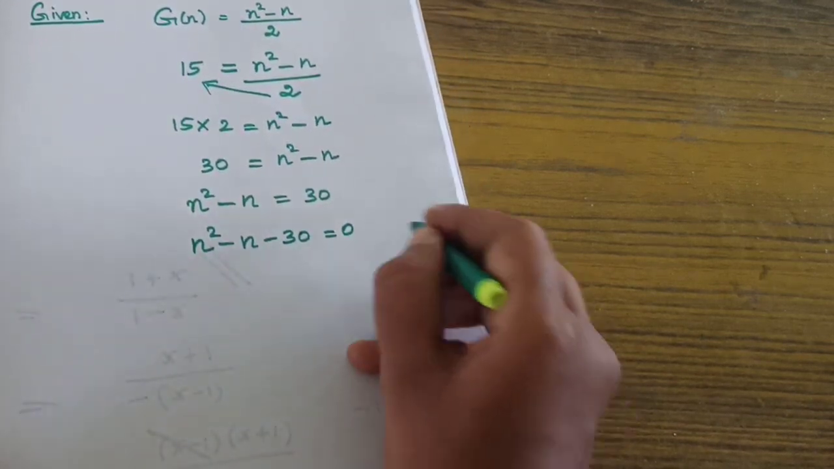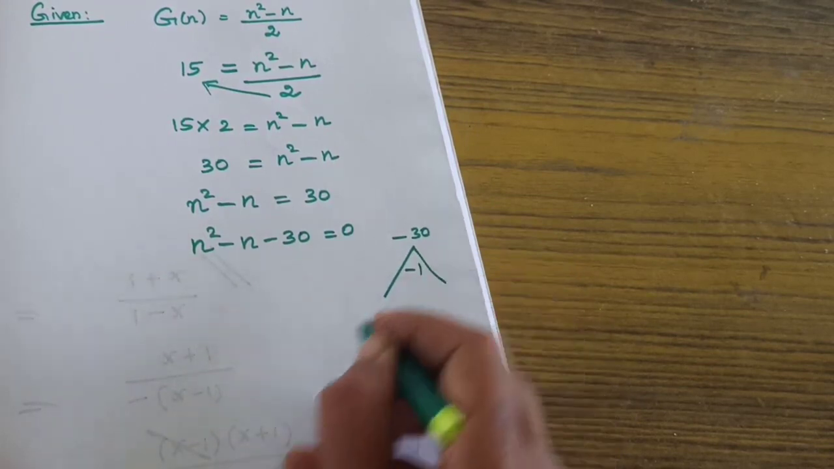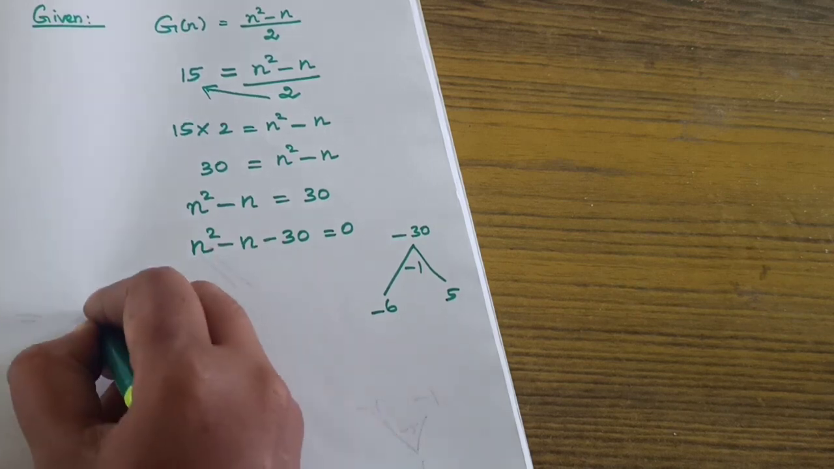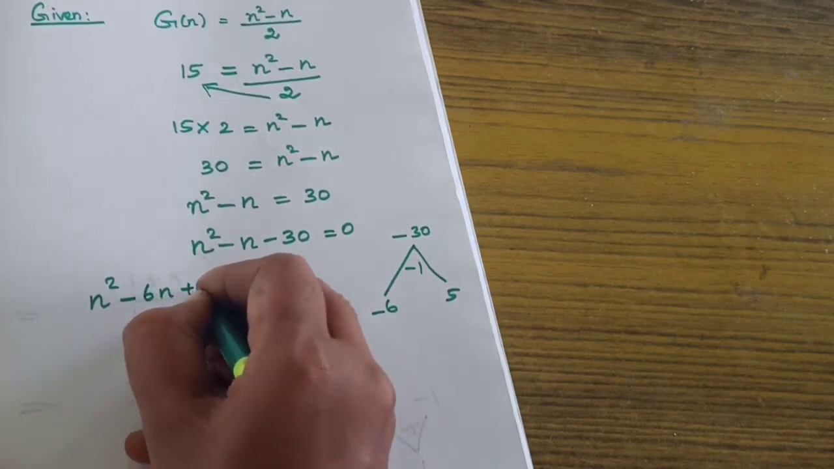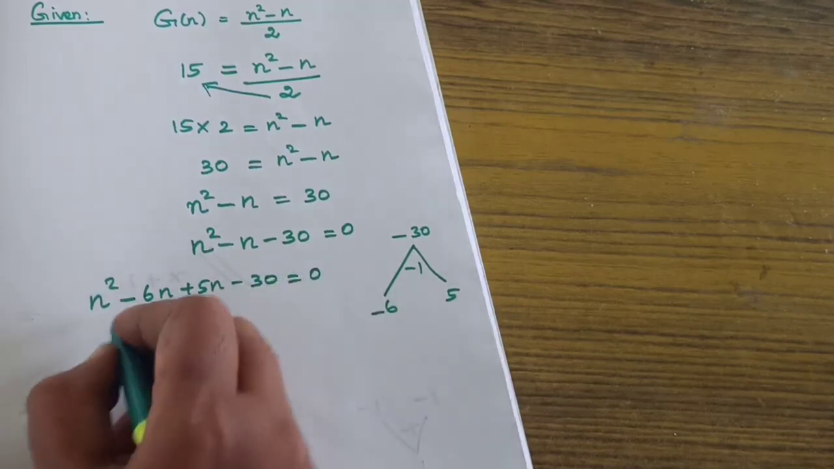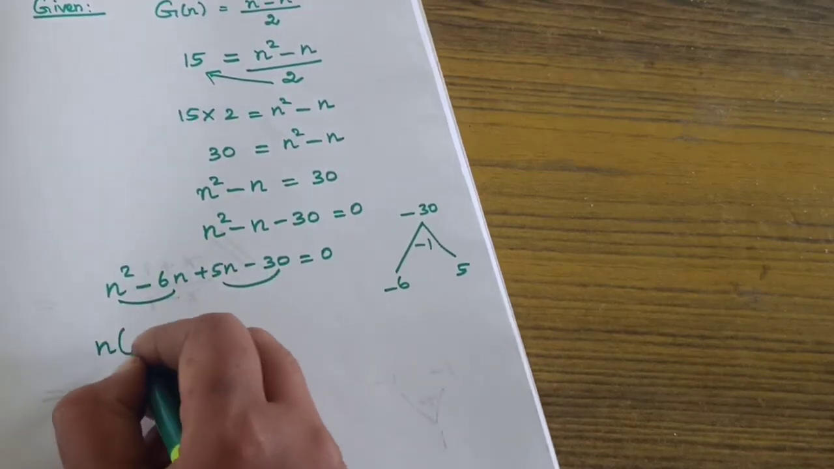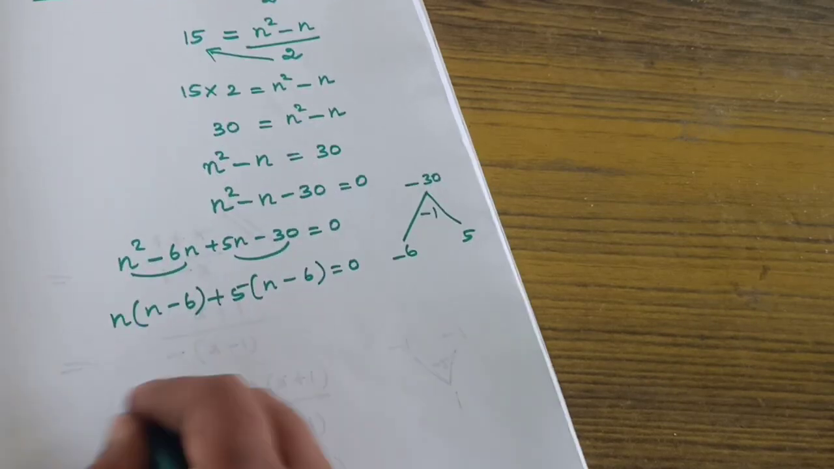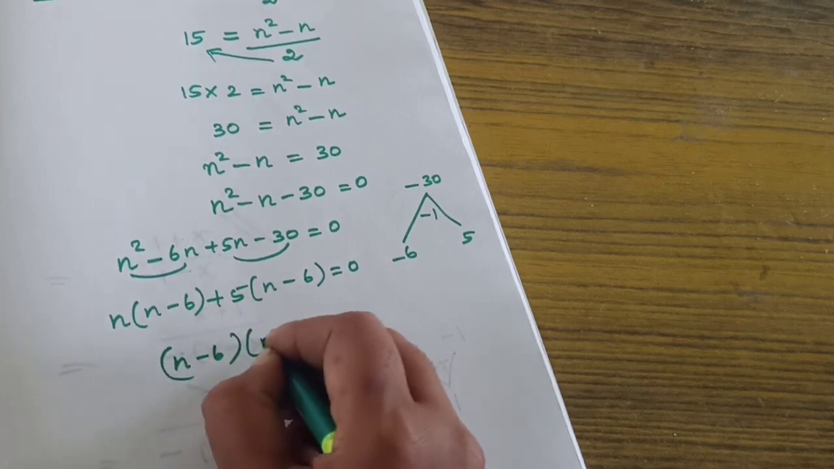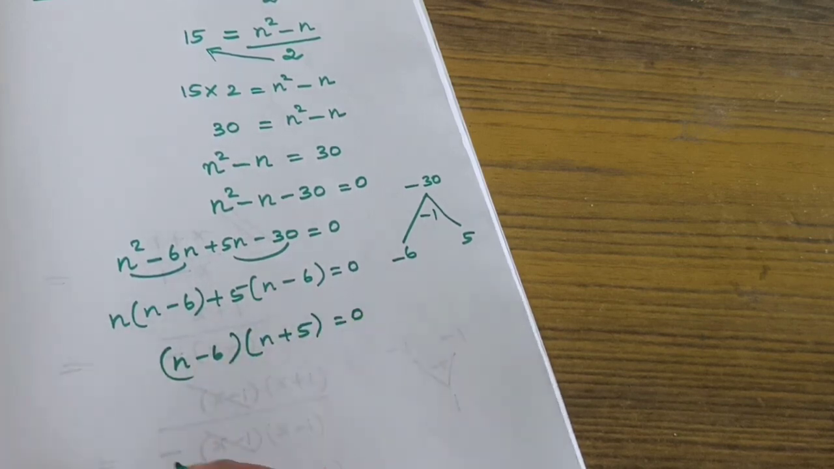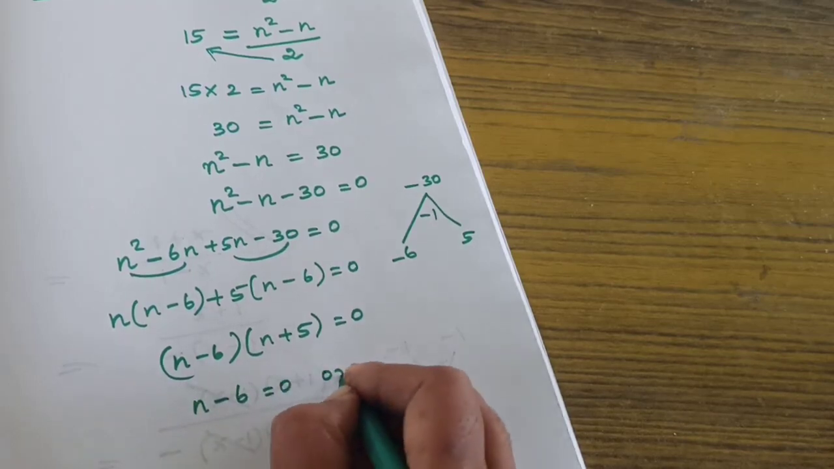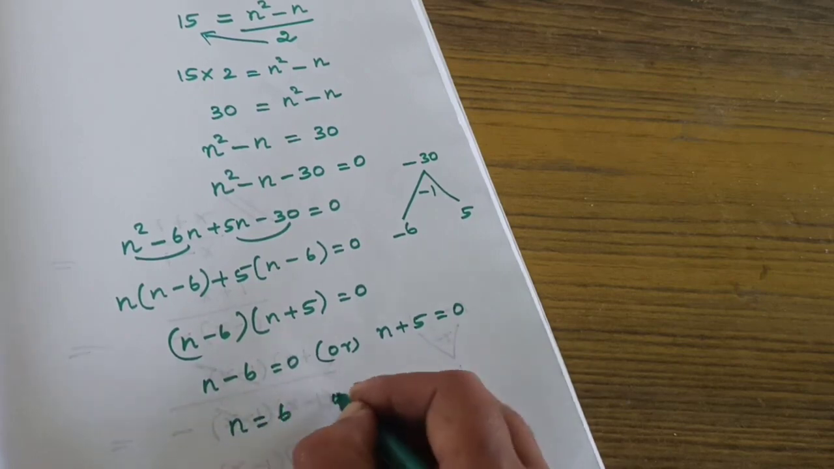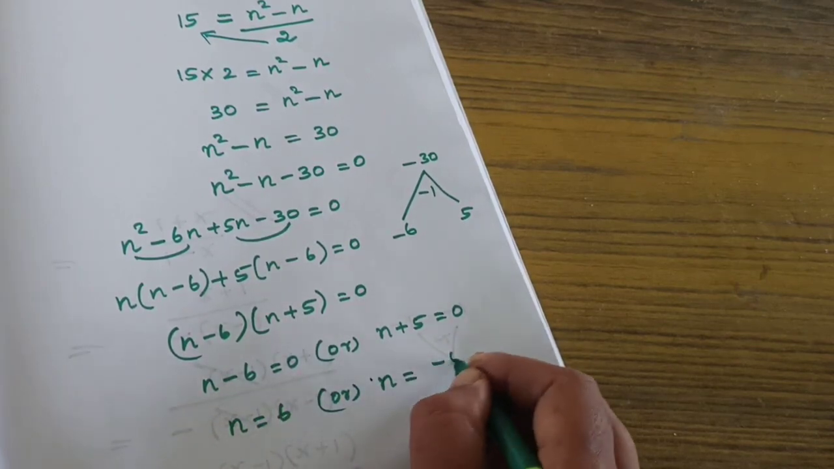Now factorize this. Multiplication factor minus 30 and addition factor minus 1. 6 fives are 30, and this is possible, no? So n square minus 6n plus 5n minus 30 equal to 0. Two terms we can take. N is common, so n minus 6, plus 5 is common, n minus 6 equal to 0. Now again common, n minus 6 into n plus 5 equal to 0. So n minus 6 equal to 0 or n plus 5 equal to 0. So n equal to 6 or n is equal to minus 5.